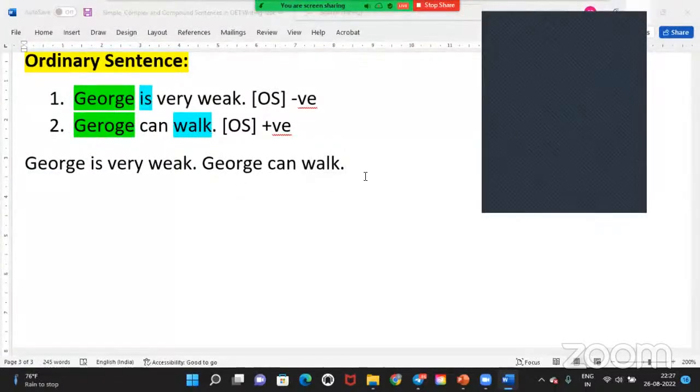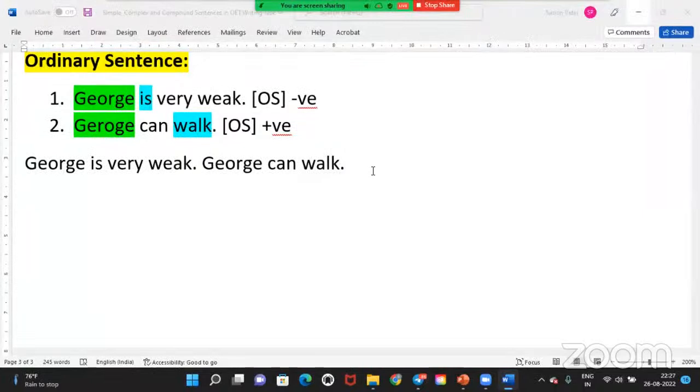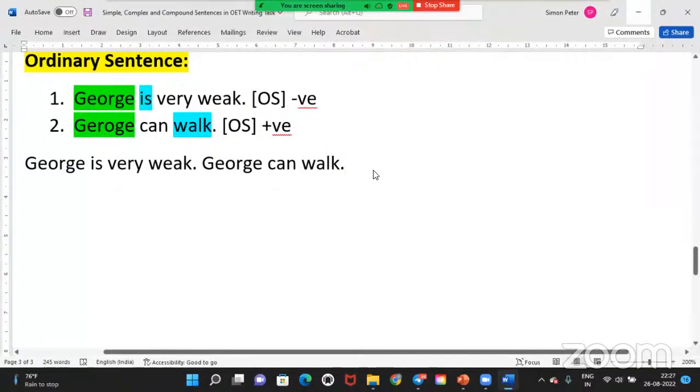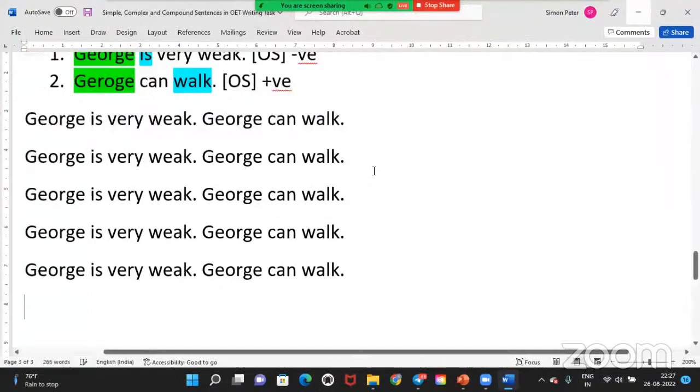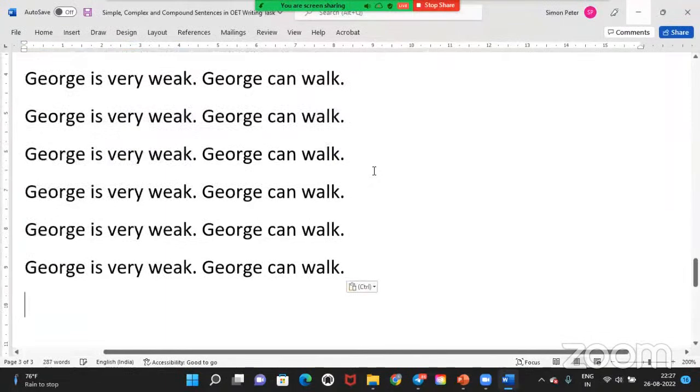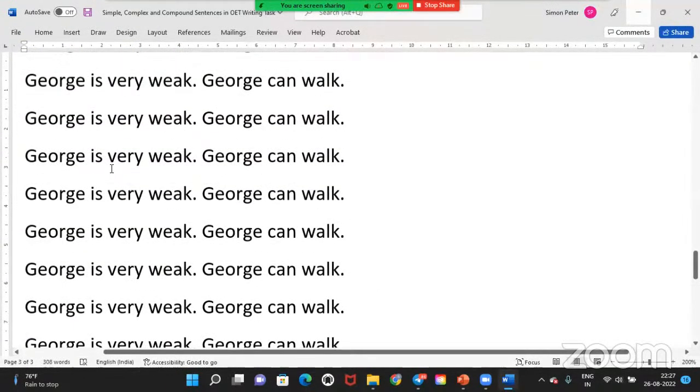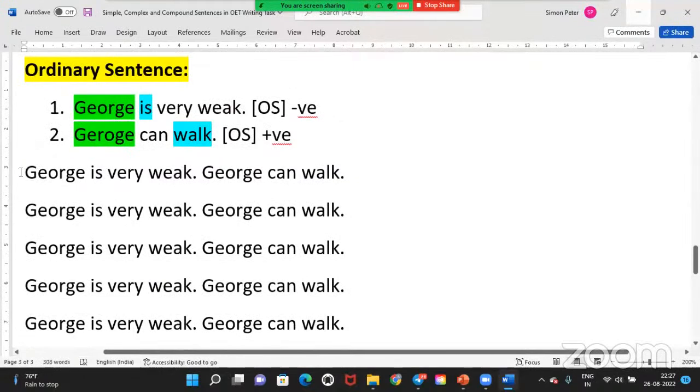Right. Now remember these things. This is number 1. Control C. 3, 4, 5, 6, 7, 8, 9, 10. Suppose let us think like that. How many styles can we change? So here, the first one. Okay, George is very weak.